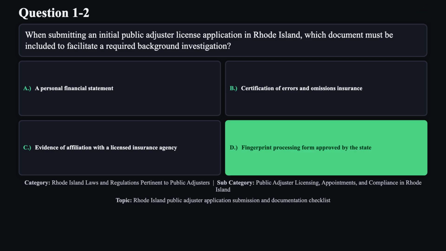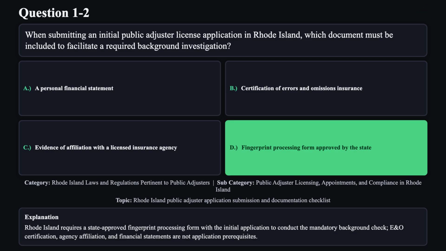The correct answer is D. Rhode Island requires a state-approved fingerprint processing form with the initial application to conduct the mandatory background check. E&O certification, agency affiliation, and financial statements are not application prerequisites.